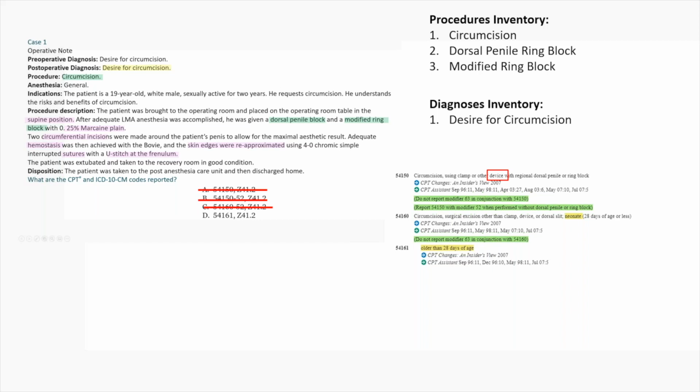Option C is wrong, because if you read the code language, it states that 54160 is coding for circumcision, surgical excision other than clamp. That portion is correct. Let's read the remaining portion: other than clamp, device, or dorsal slit, neonate. That is an important part of this code. Neonates are 28 days of age or less, and in our scenario the age of the patient is 19 and he is not a neonate, so that eliminates option C, and the correct one is option D: circumcision, surgical excision other than clamp, device, or dorsal slit, older than 28 days of age.